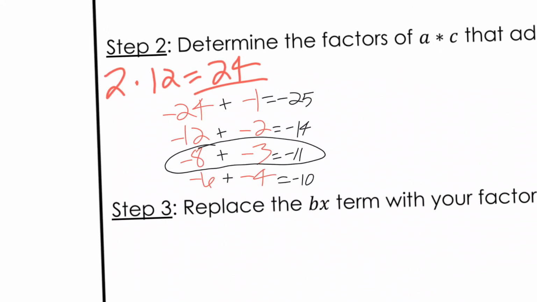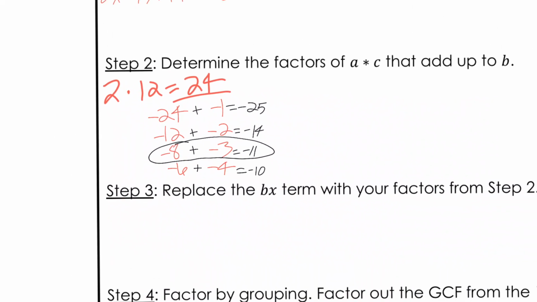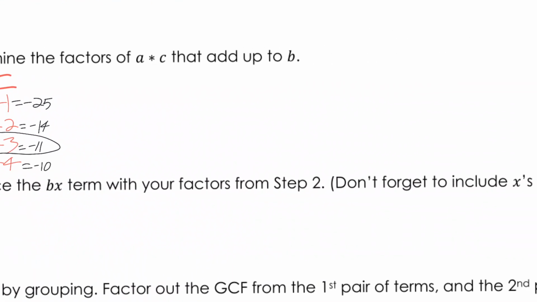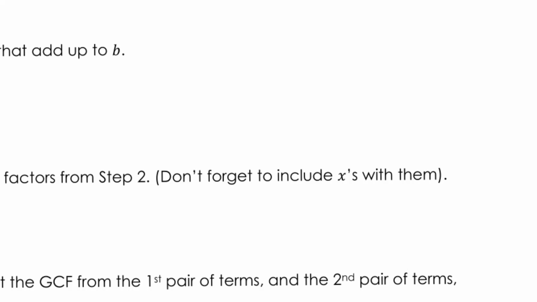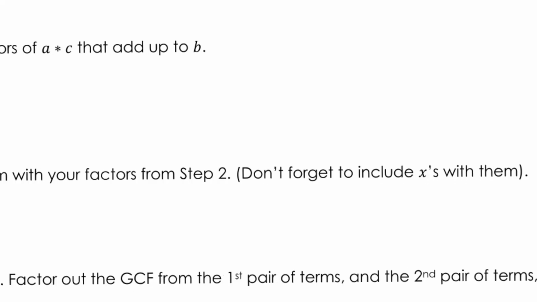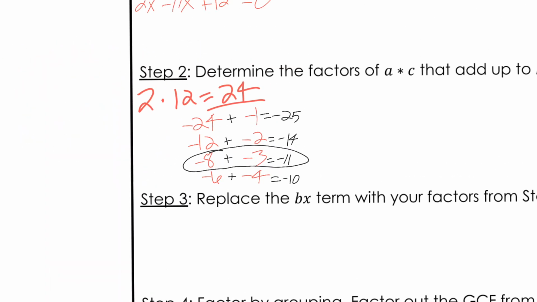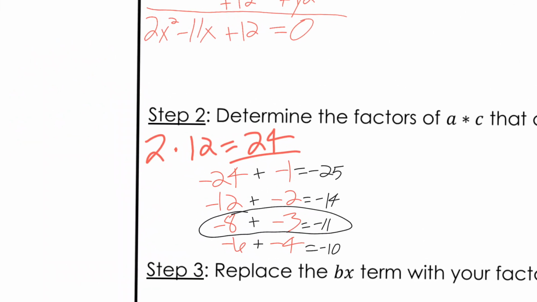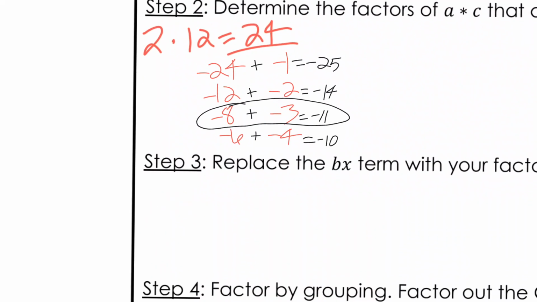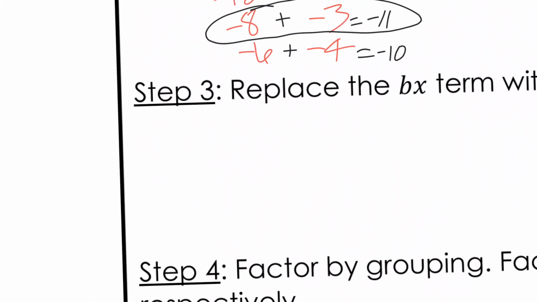With those numbers in mind, for step 3, we're going to replace the bx term with those factors from step 2. And I wrote, don't forget to include x's with them. What that means is this minus 11x is going to go away, and we're going to replace it with minus 8x minus 3x. The 2x squared plus 12 equals 0, all that stuff is still there. It's just the middle term that changes.